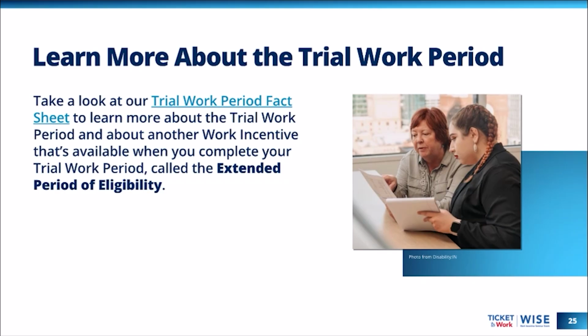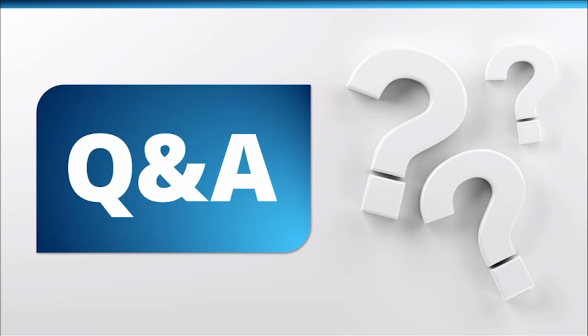Learn more about the trial work period. Take a look at the trial work period fact sheet. There's a link in the web links pod to learn more about the trial work and about the other work incentives that are available when you complete your trial work. The next period is called the extended period of eligibility. And the rules are a bit different. So keep looking at those fact sheets to keep up to date and keep your knowledge up regarding what stage you are in. And that brings us to a Q&A box.